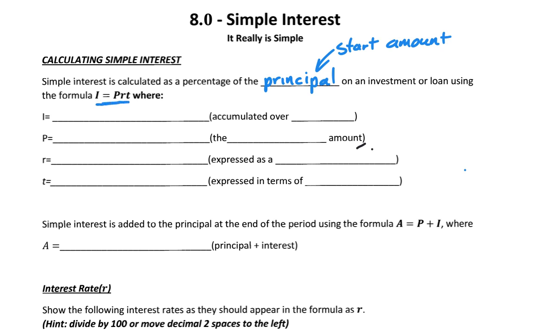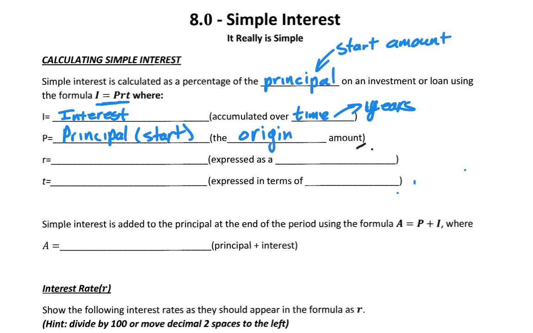Now, remember, we're using that equation, I is equal to PRT. I represents the interest that we earn over time. When we talk about time, we're usually talking about time in a number of years or a fraction of years. When we talk about P, we're talking about the principal, also known as the starting amount that we described earlier.